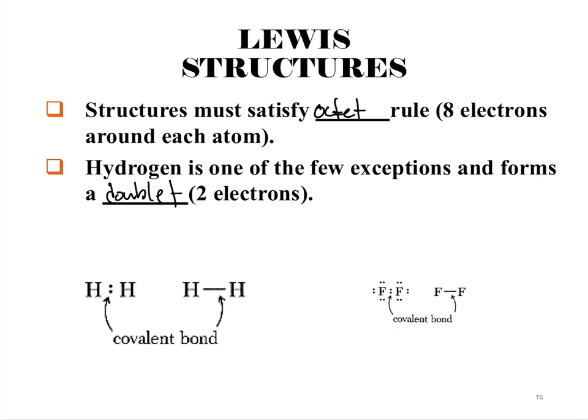And like I said, there's also a lot of other exceptions. For our class, we're not going to worry about the exceptions, right? Once you start adding d orbitals and stuff, you can get a lot of exceptions to the rule. So most likely we're going to be focusing on elements from period 3 and lower, right? So period 3, 2, and 1.